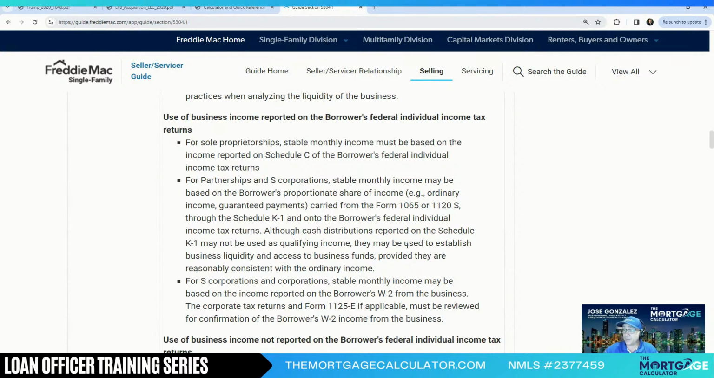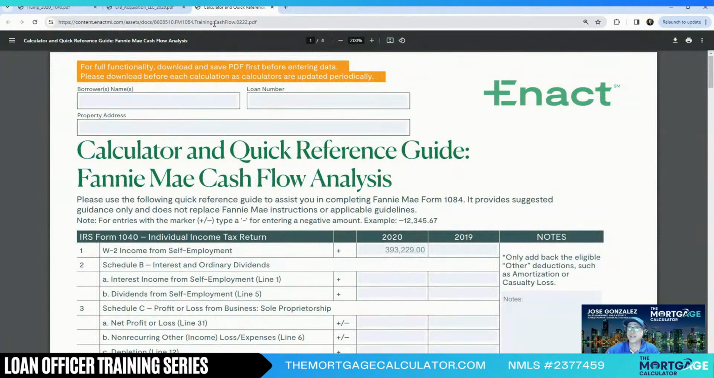They may be used, talking about the distributions, they may be used to establish business liquidity and access to business funds, provided they are reasonably consistent with the ordinary income. All right. So today we are reviewing another of our prior President Trump's tax returns. Actually, this one is a little simpler than yesterday's.